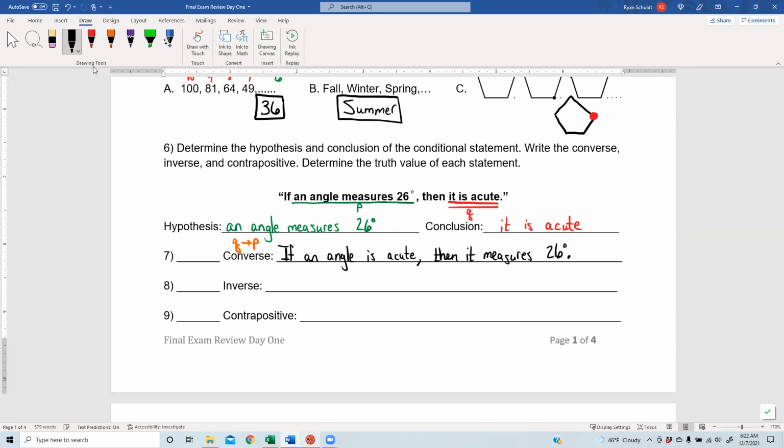Now, would that be true or false? If an angle is acute, then it measures 26 degrees. Does it have to be 26 degrees? No, it doesn't. It can be anything less than 90. So this is false.